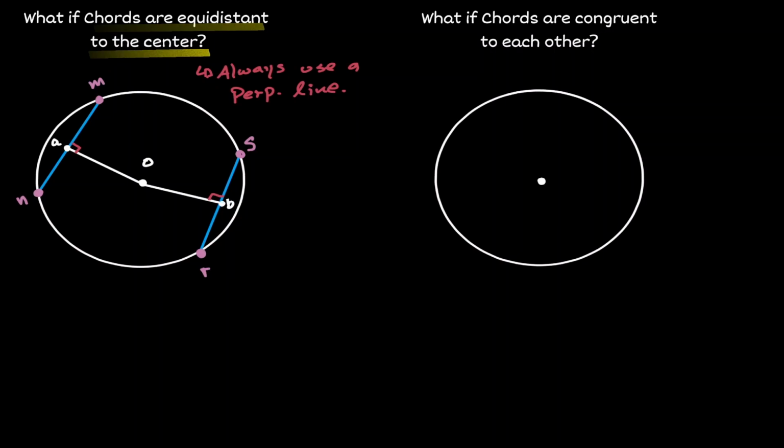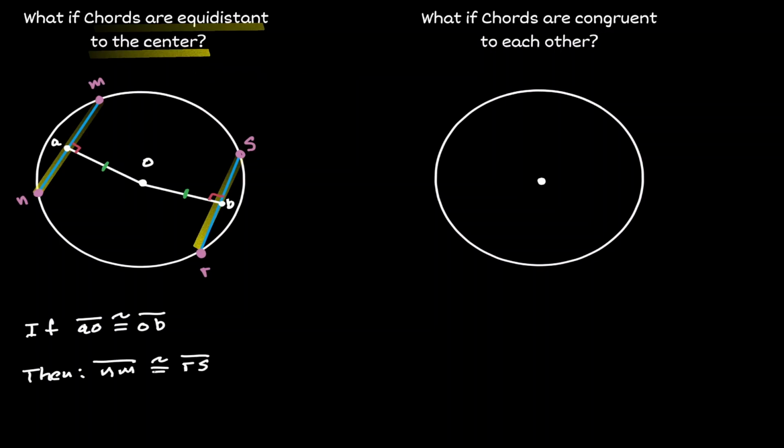Those two perpendicular lines are going to be congruent to each other. And when we have this situation, we can conclude that those two chords are congruent to each other. So thinking about the original question, what if chords are equidistant to the center? Then the answer is those chords are congruent to each other.